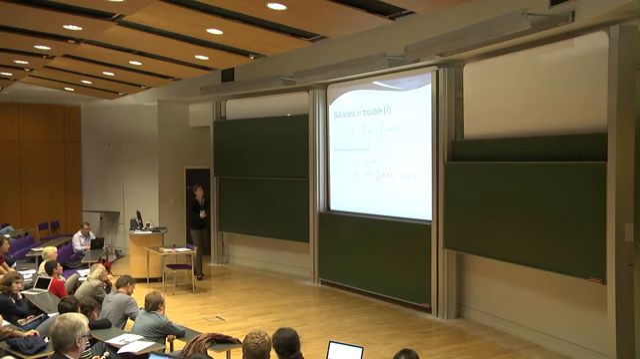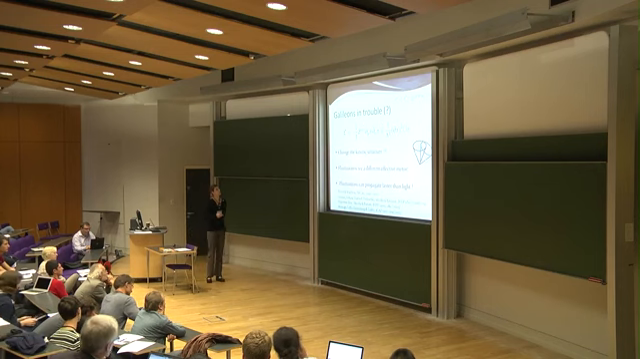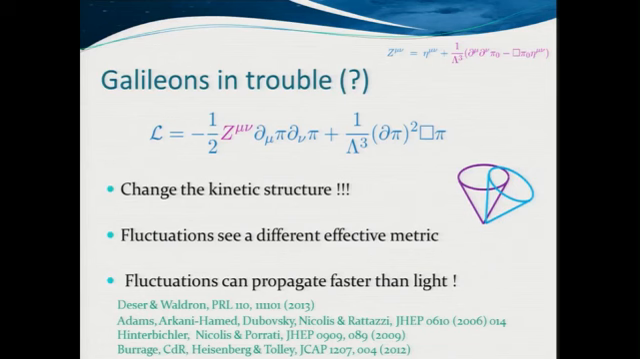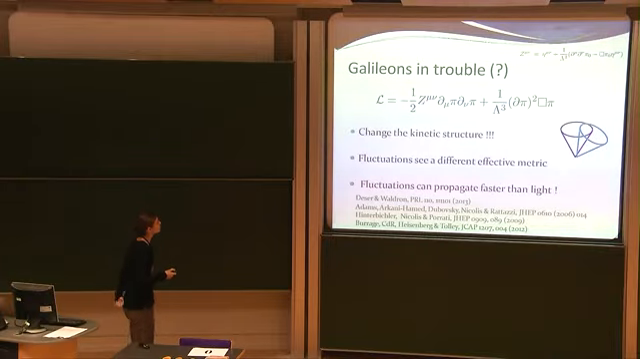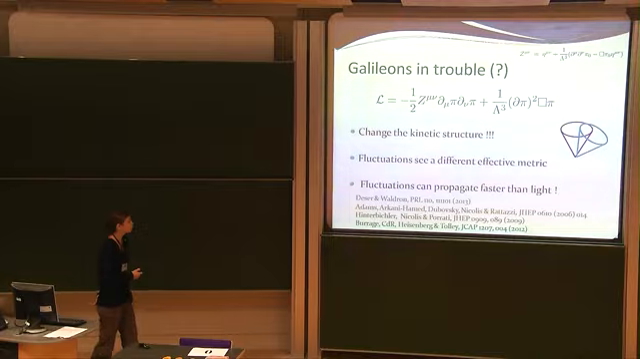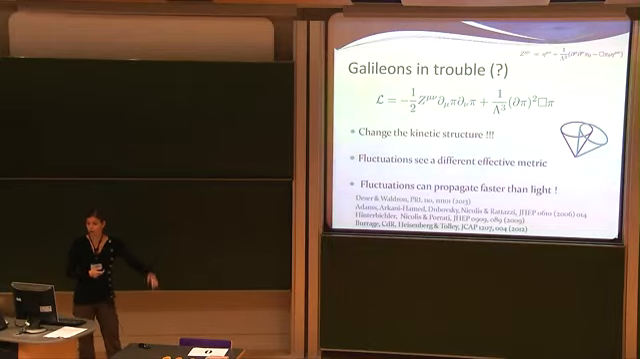And what happens is that it redresses the kinetic terms like this, and that affects the theory in two potentially very bad ways. First of all, we see that the effective metric that the fluctuation sees has changed. So it has changed the kinetic structure, and that tells you that it might potentially change the causal structure of your field.